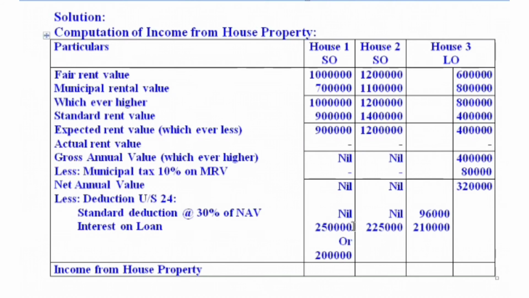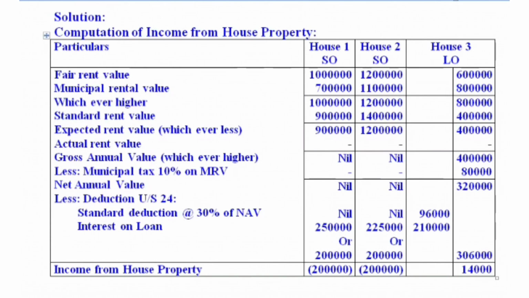Even though 2,50,000 is given as interest on loan for house 1, the maximum allowed as per the Act, if the loan is borrowed after 1/4/1999, is rupees 2 lakhs only. So for house 1 and house 2, the maximum interest allowed is 2 lakhs. If it is let out, whatever interest has been paid is deducted, so 2,10,000 will be deducted from the NAV. So total deduction for house 1 and house 2 is 2 lakhs, and for house 3 it is 3,06,000.